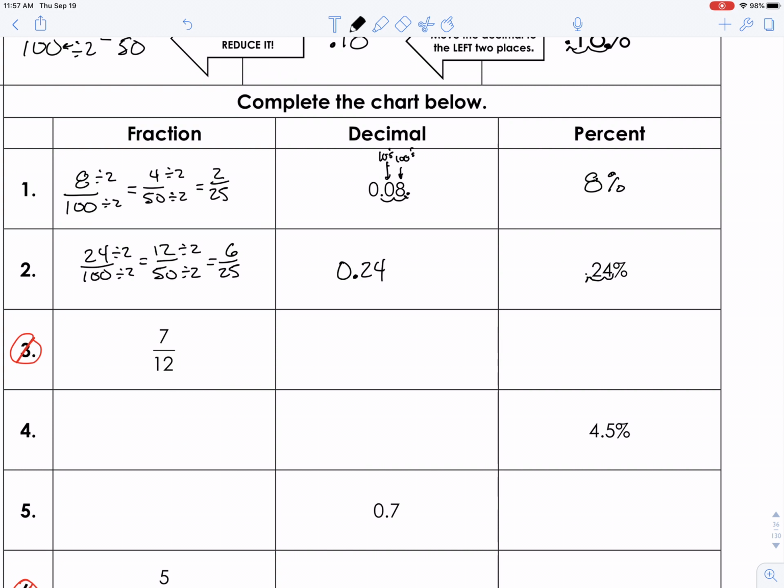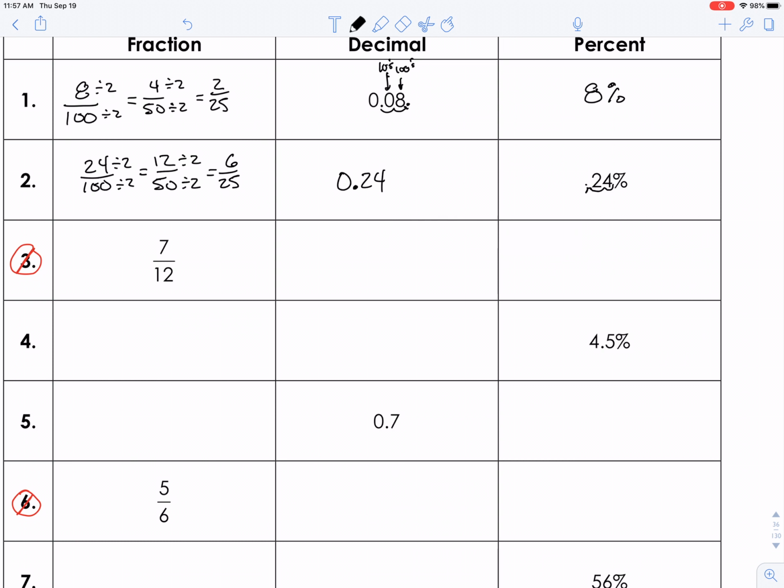Okay. Number 3, if you really want to, I'll fill it in for you. Once you divide 7 by 12, you end up with 0.5833, and it keeps on going. The 3 just keeps on going. And we would make that, again, if we're turning a decimal into a percent, I got to move it 2 to the right. So that just gives me 58.33, and it keeps going, percent.